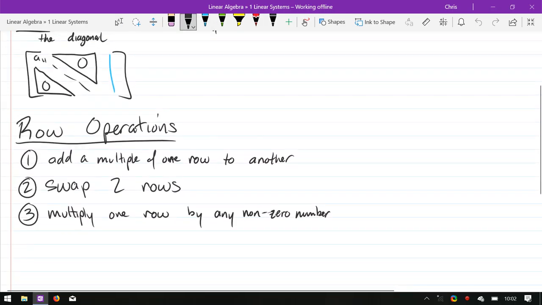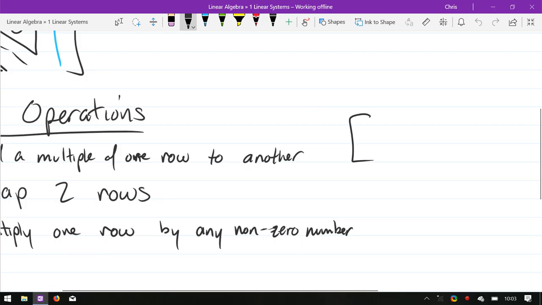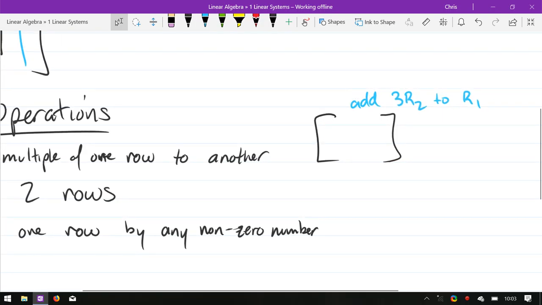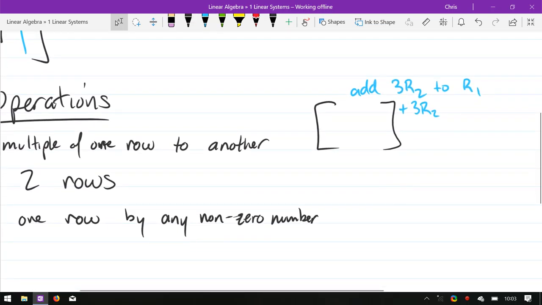So, add one row multiple to another. If we're going to do that, we would have a matrix like this. I'll do the notation in blue here. In some places you're going to see, let's say I want to add three row two to row one. That's a lot to write. So how I'm going to denote this is, I'm going to add to row one, so row one's going to change. Next to row one, I'm going to write plus three R2. That means to this row, row one, I'm going to add three row twos. So that's how I'm going to denote adding one row to another row.